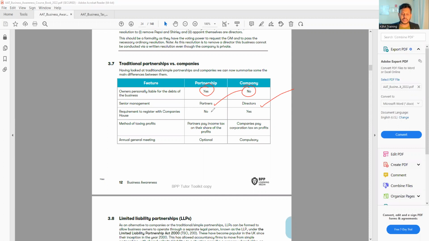for the partnership, no, they don't have to register with Companies House. For the company, yes. Method of taxing: for the partnership it will be individual tax, so partners pay income tax on their share of profit, but the company pays corporation tax. The company is separate from the shareholder. Annual general meeting for the partnership is optional. They can have a meeting, they can choose not to, up to them, but for the company, it is by law. And also, if it is a limited company, especially a public limited company, they have to publish their financial statements, like their profit and loss account, the balance sheet and the full accounts, in the newspaper. So they have to publish it in the local newspaper so that all the people can see it.